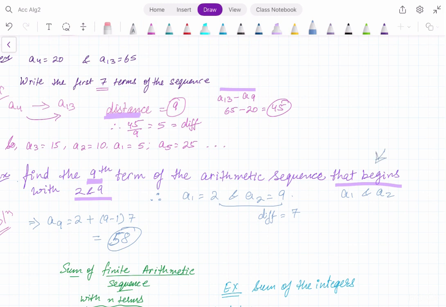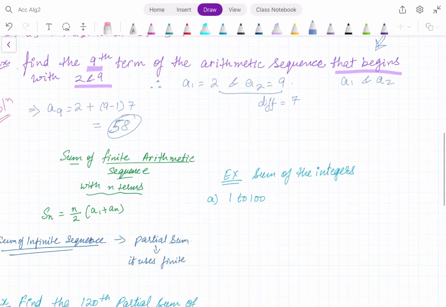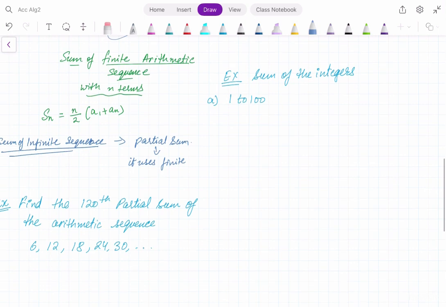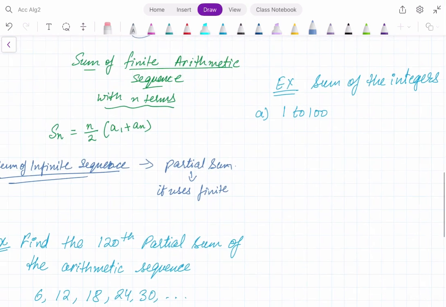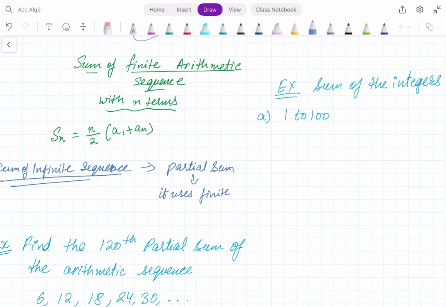Now we talked about the terms, how to get the next term. To combine the terms together, that is the sum of a finite arithmetic sequence. To get the sum, that means the summation of the finite sequence, we look for the average of the first term and the last term, times the number of terms we are talking about.